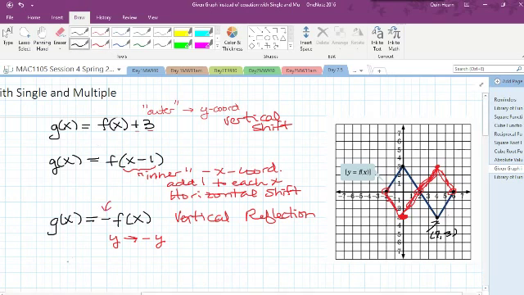All right, what if you had a negative inside the function? You might have guessed that if you had f of -x, you're replacing each x with a negative x, so you're going to reflect over the y-axis, or get a horizontal reflection. In other words, take a look at that. So we have a horizontal reflection.